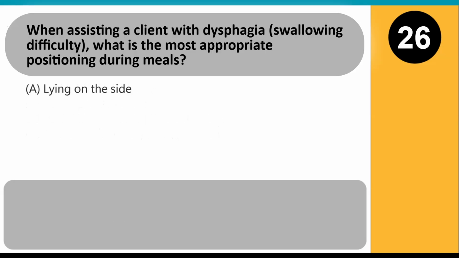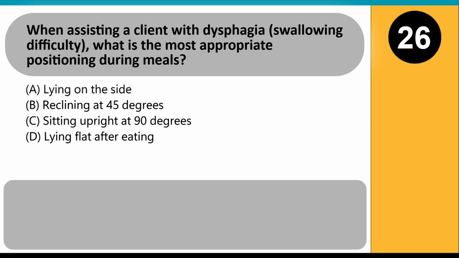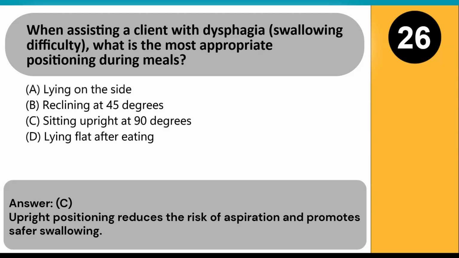When assisting a client with dysphagia, swallowing difficulty, what is the most appropriate positioning during meals? A. Lying on the side. B. Reclining at 45 degrees. C. Sitting upright at 90 degrees. D. Lying flat after eating. Answer: C. Upright positioning reduces the risk of aspiration and promotes safer swallowing.